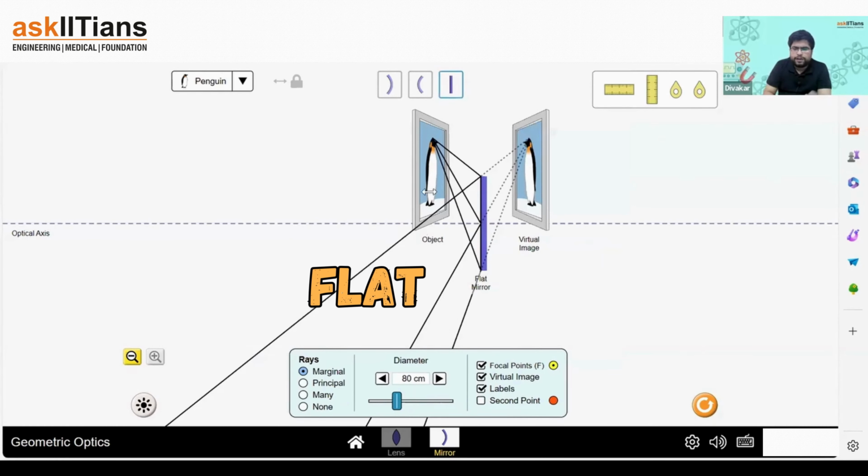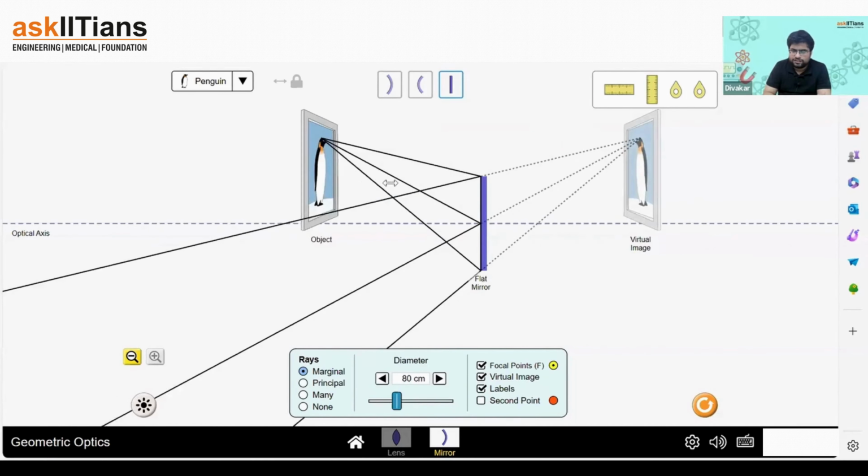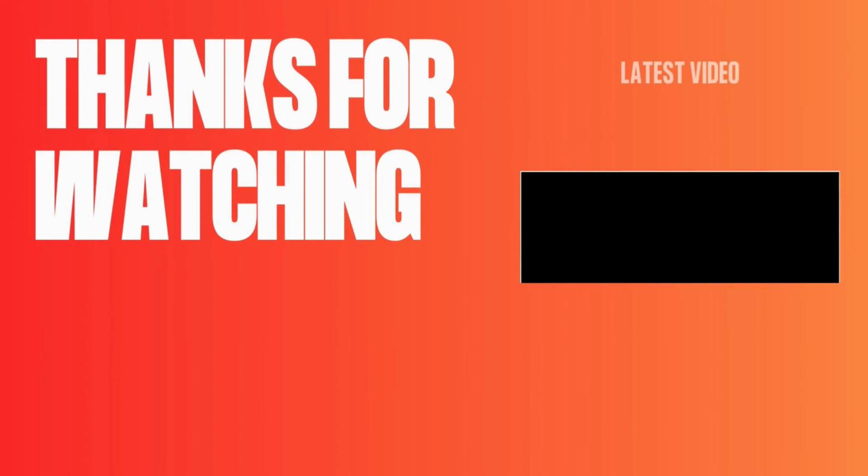The story of the plane mirror is very simple. No discrimination at all. If there is a real object, the image is virtual.